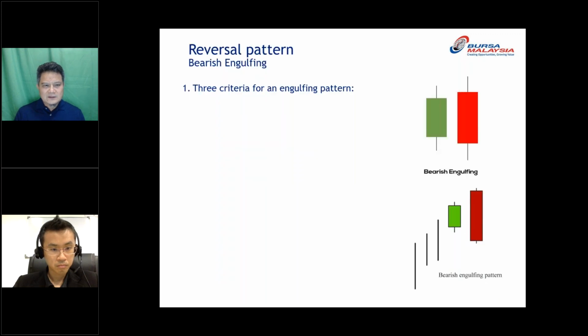This is the other way around. Just now was a bullish engulfing, now is a bearish engulfing. It's the same, the only thing is that it is in a different place. Bullish engulfing is at the bottom. Bearish engulfing is at the top or at the peak.